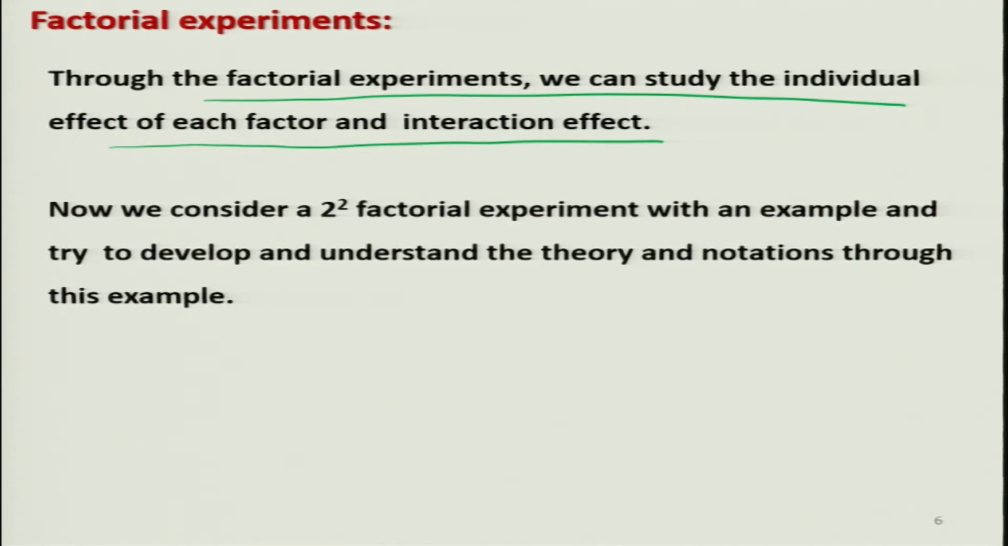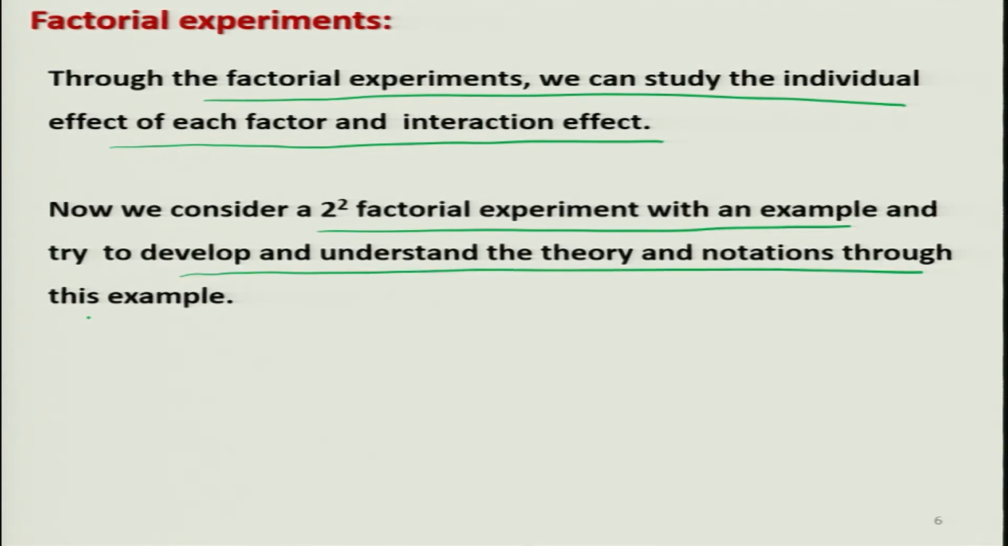So, now the first question comes here: what are the different types of definition terminologies which are used in the factorial experiment? Just in order to explain to you, we try to consider a very simple 2 square factorial experiment, and we try to consider an example, and develop and understand the theory and notation through this example. Now, what is this 2 square factorial? With this I will try to show you.